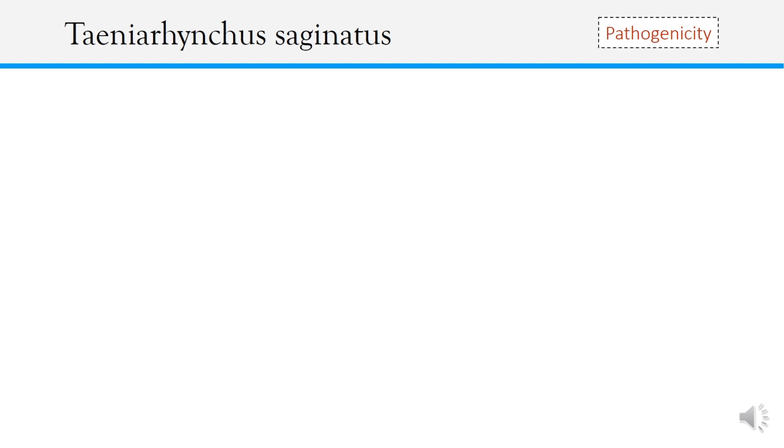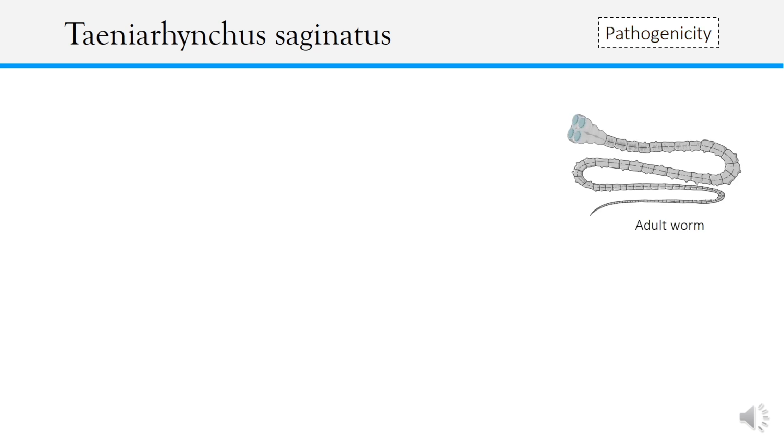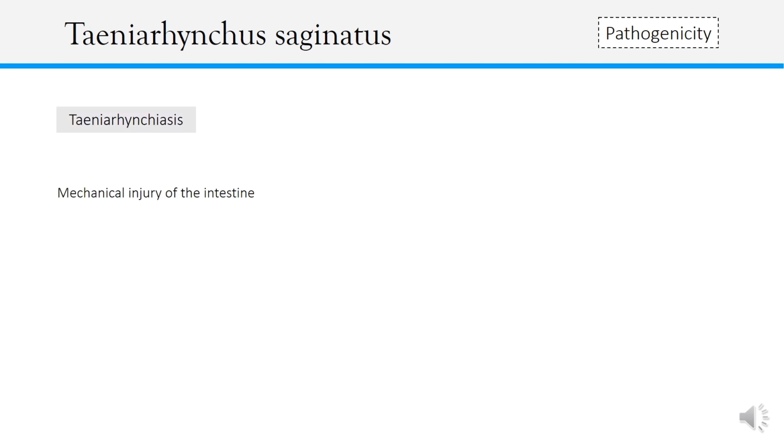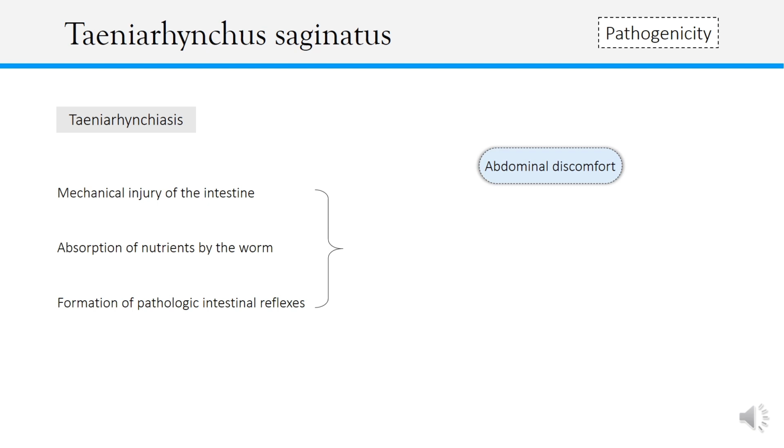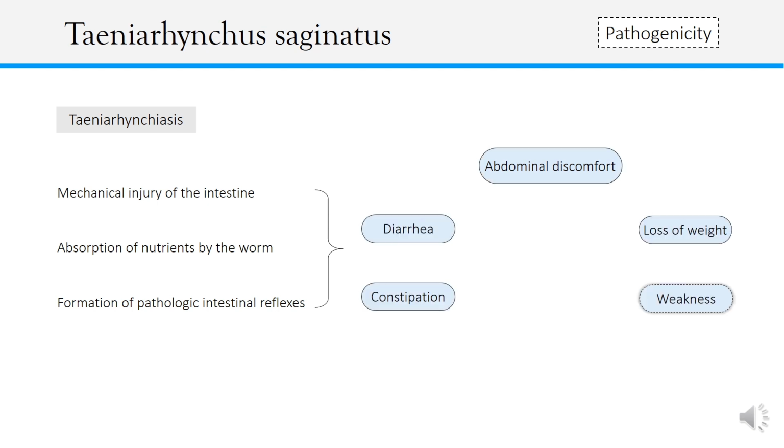Pathogenicity of Taeniarhynchus saginatus. This disease, once again, is caused by the adult worm, and it is called taeniarhynchosis. Pathogenic elements are mechanical injury of the intestine, stealing of the nutrients from the human, and formation of pathological intestinal reflexes. As it was in the case of the previously discussed parasite, all this may lead to abdominal discomfort, to diarrhea, to constipation, loss of weight, weakness, anemia, and fatigue.